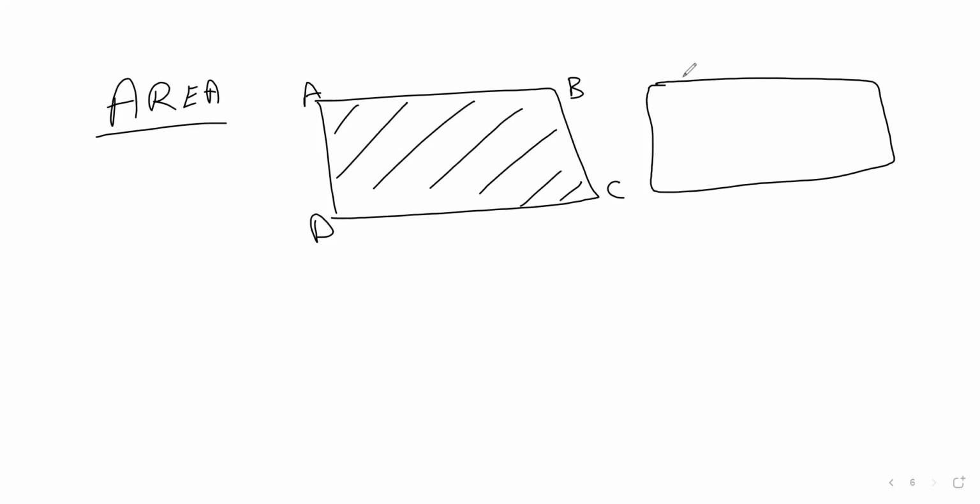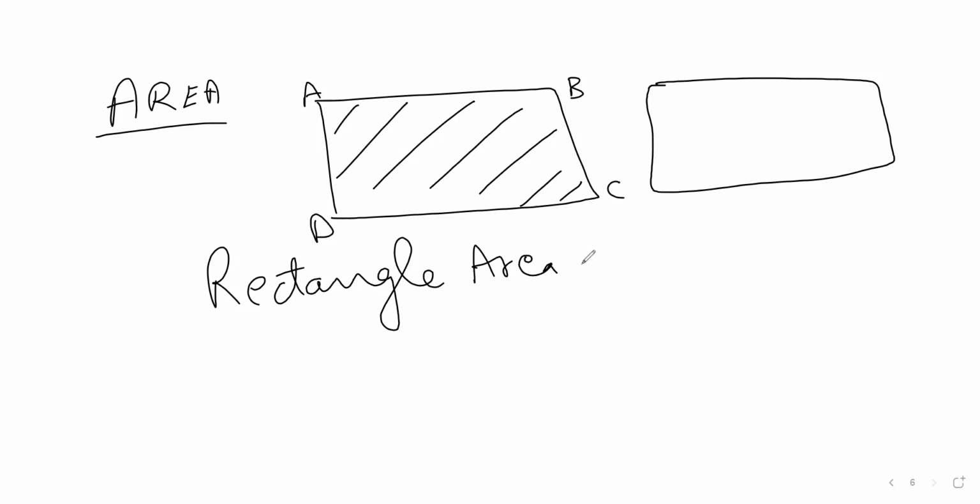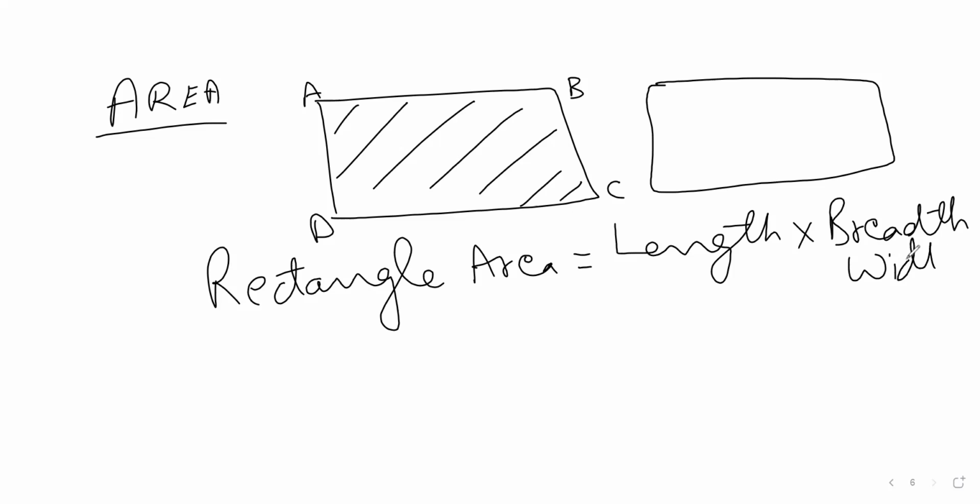So how do you find the area? Area is length into breadth if it is a rectangle. So for a rectangle, area is equal to length multiply by breadth. Breadth is also called width. Okay, so this is the area of a rectangle. Understood? When you have to cover anything, then you need the area. So this is the formula of area.